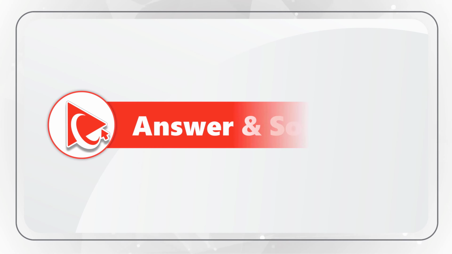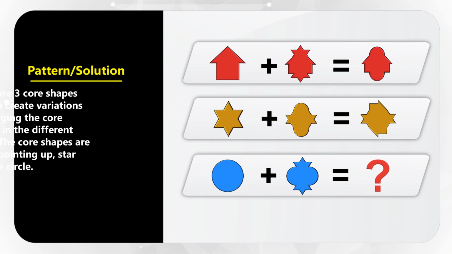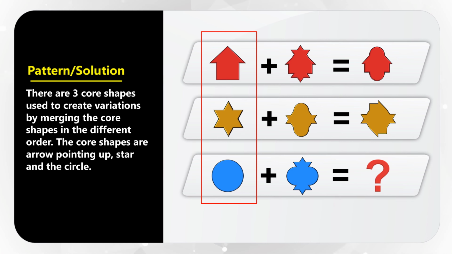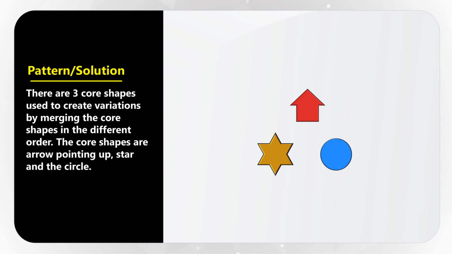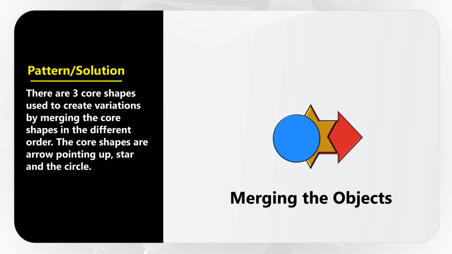To solve any challenge, the key is to find the pattern, and this question is no exception. The pattern here is rather unusual, but it still exists. And the pattern here is that there are 3 core shapes represented by objects in the first column. The core objects here are arrow pointing up, star, and the circle. And all remaining objects are just the variations which are created by merging core objects into another object.